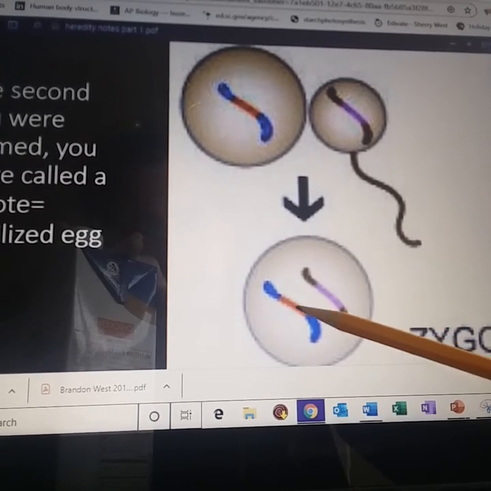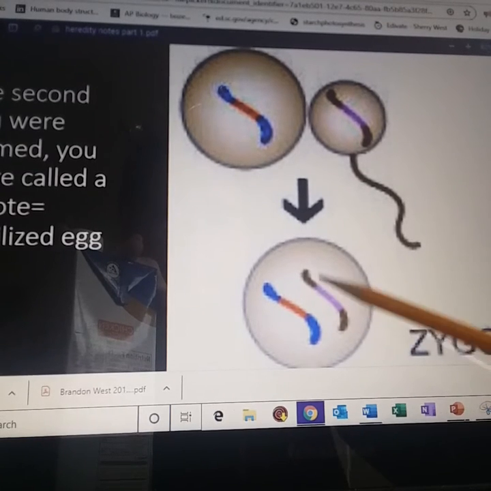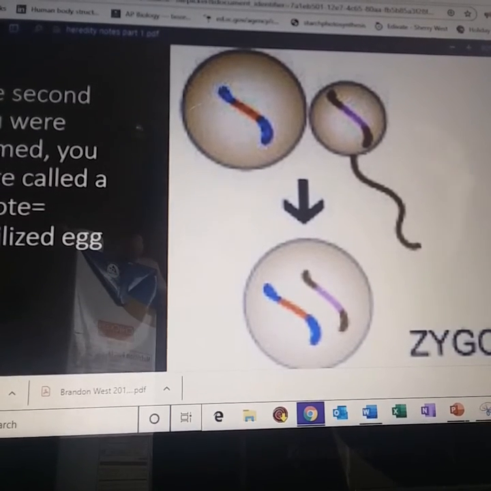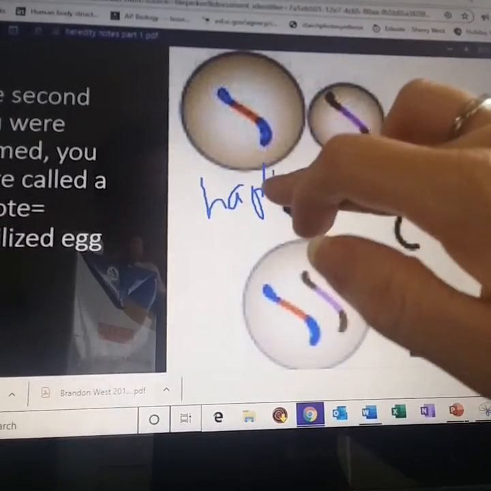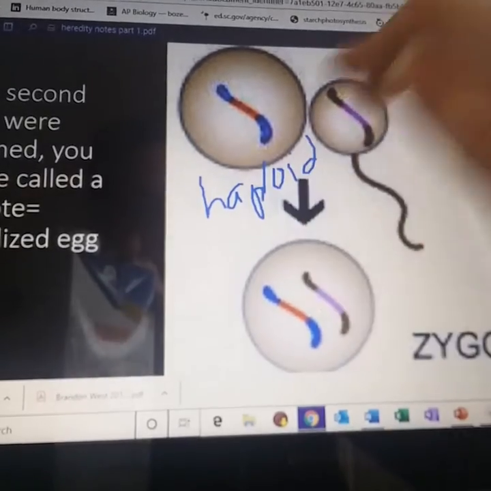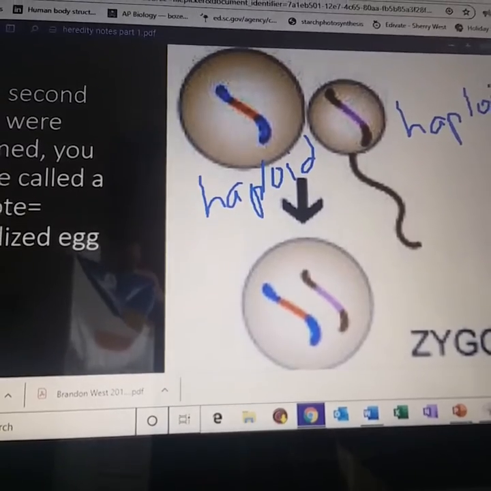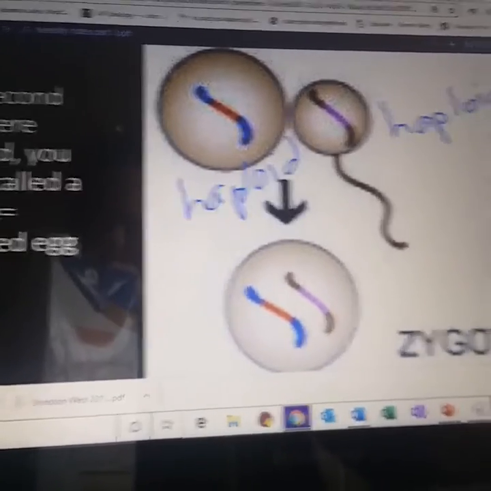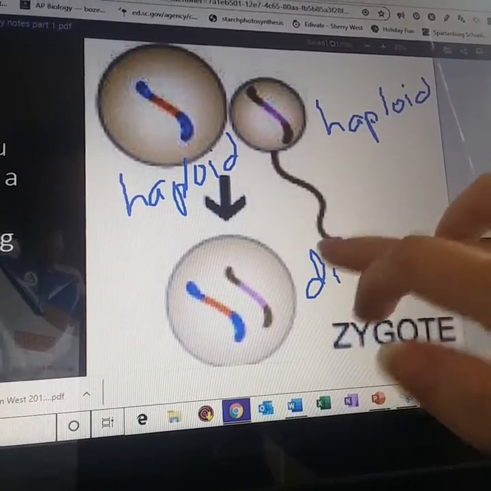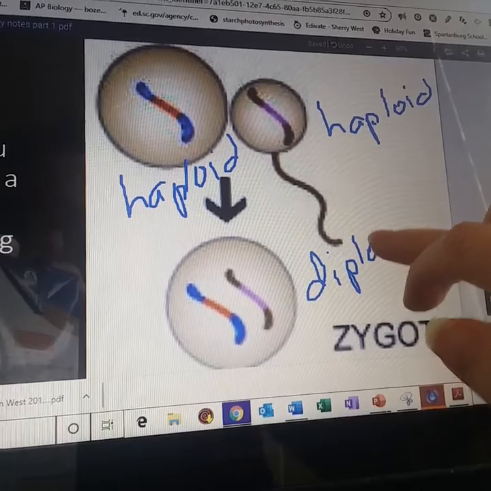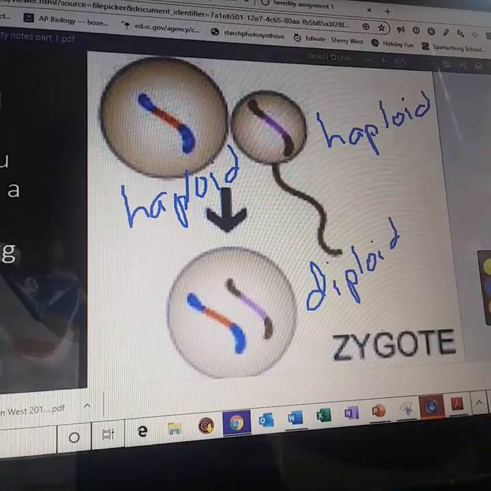So this is a haploid number and this is a haploid number. Haploid plus a haploid make a diploid. So there's some vocab for you. So haploid, haploid plus a haploid is like half plus a half. With the scientific terms, di means two, so diploid. Haploid and haploid make a diploid. So there you are, your formation.